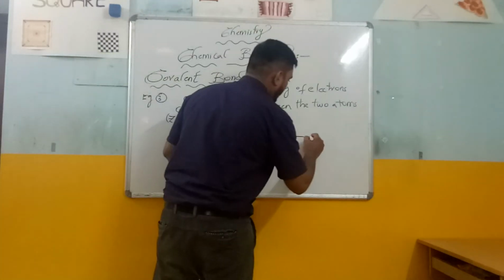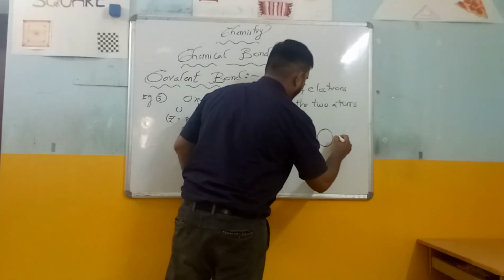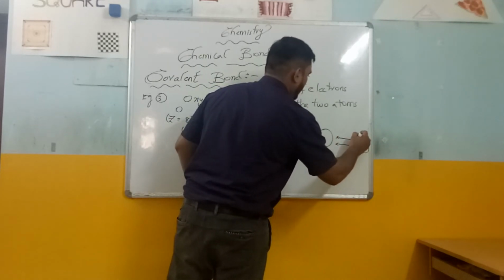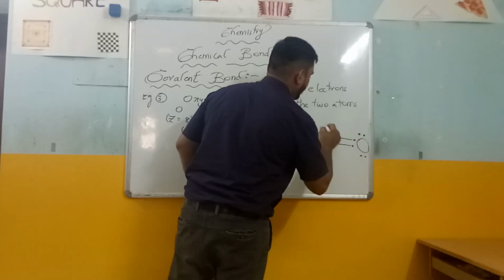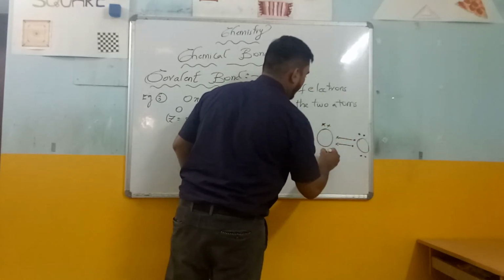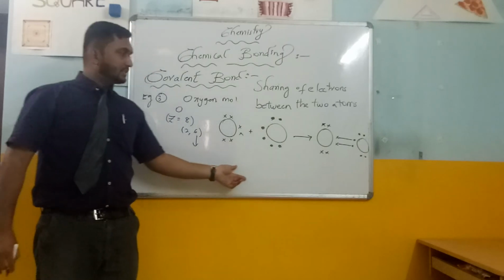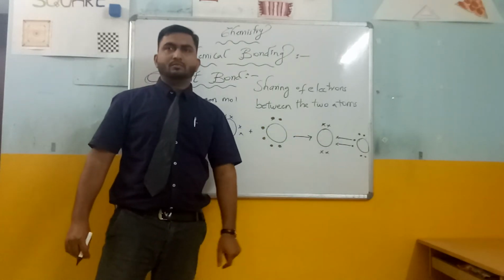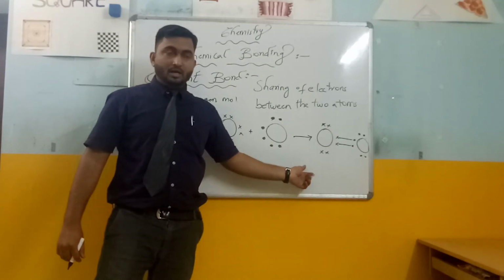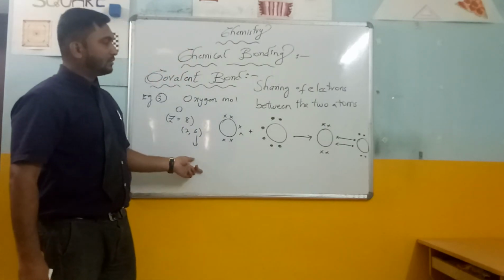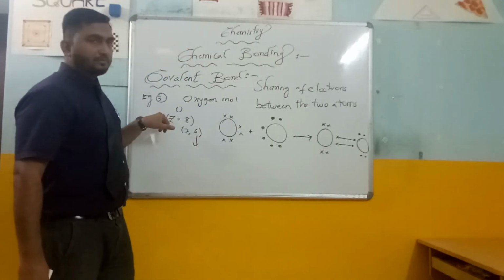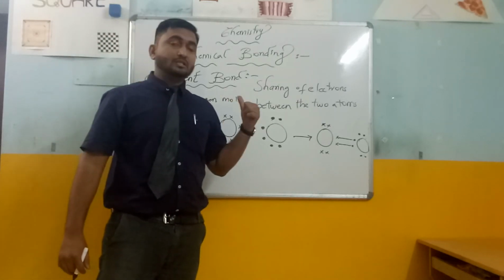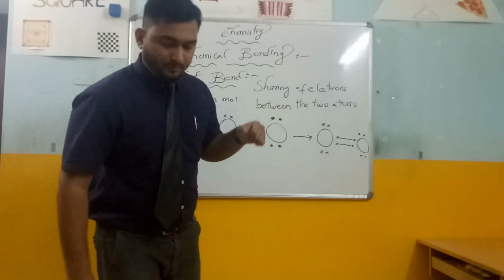Let's start here. So they combine here, 1, 2, 3, 4, and here 1, 2, 3, 4, 5, 6 on each. When the electrons are combined, it gives us the oxygen molecule, O double bond O. O double bond O is the molecule formed here. This is a covalent bond. This is the best example of a covalent compound. Example number 3 is also a diatomic molecule.